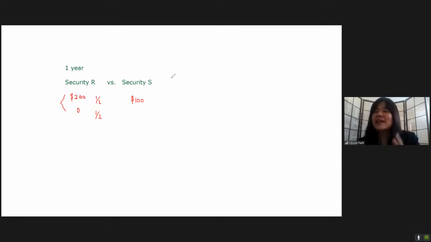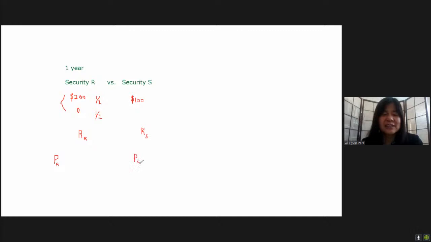So if I ask you to find the right discount rate for these two projects, the required return on this security R versus the required return on this security S, what kind of discount rate? So these are the discount rates. If these are given, how do you find the right price of these two securities? So I'm asking you to find the price of this security R versus the price of the security S.